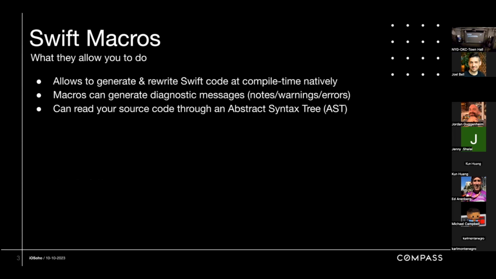What they allow you to do. So they allow you to generate and rewrite Swift code at compile time natively. So you have access to the source code that's associated with the macro, and you can either read that code or modify it. They can also generate diagnostic messages. So think warnings and errors based on the code that you read. And the code is read through what is called an abstract syntax tree, which I'll come back to.